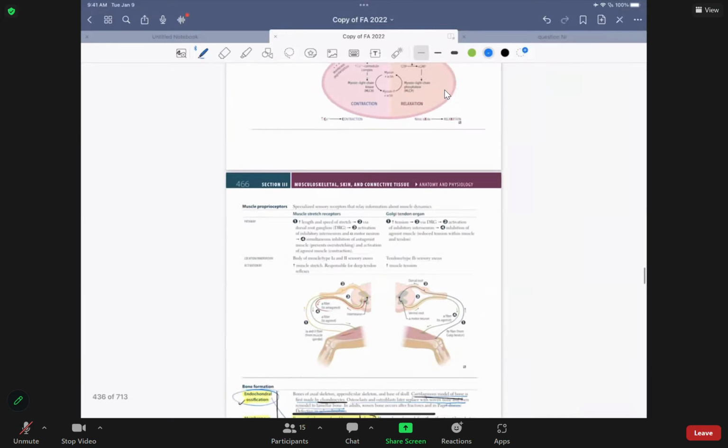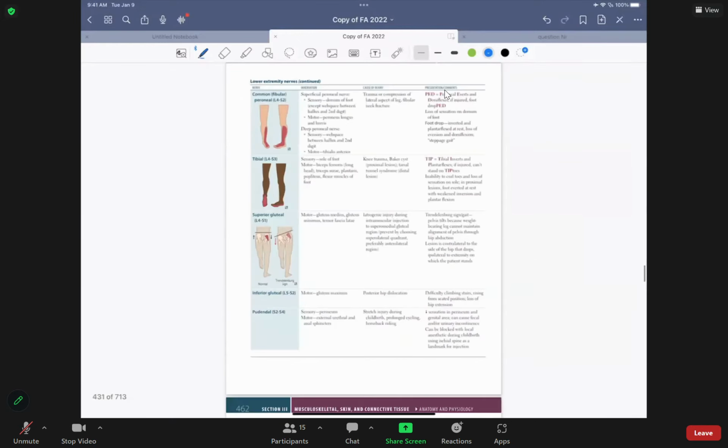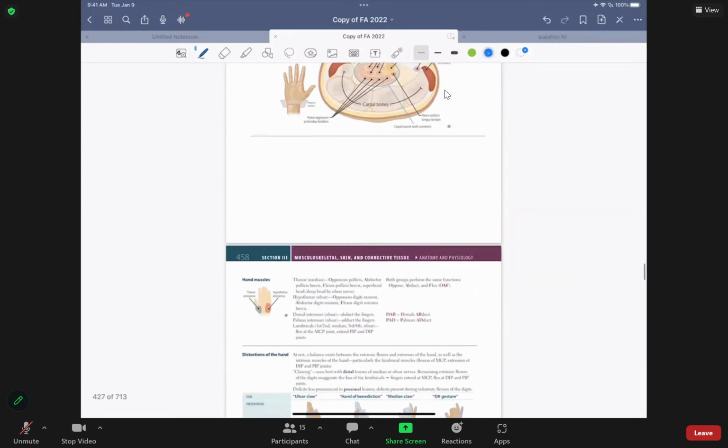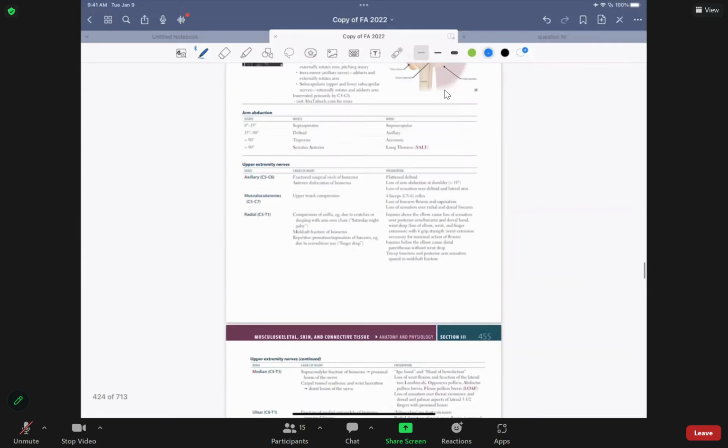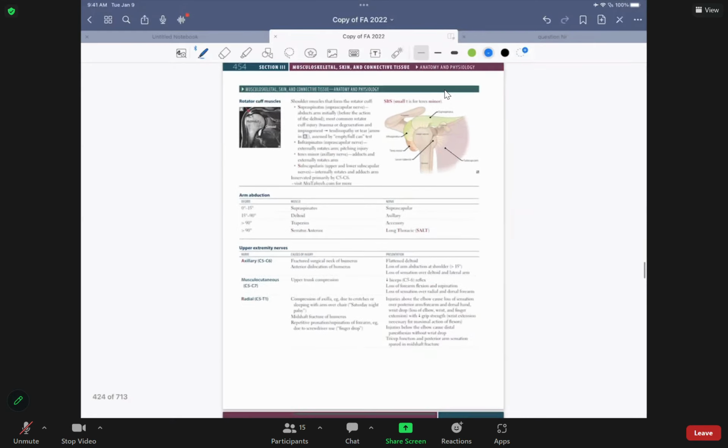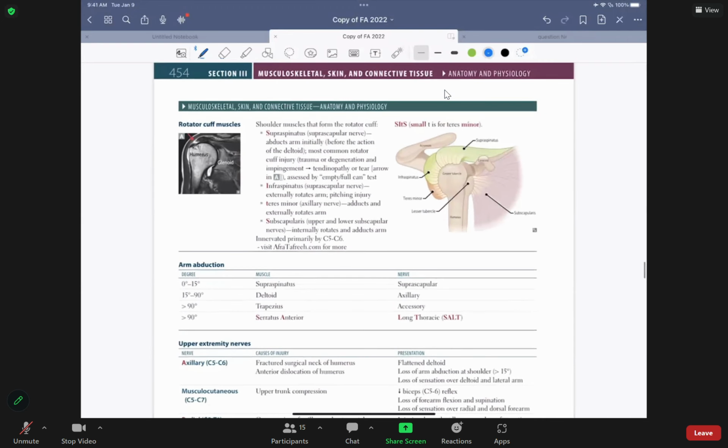Upper extremity. Let's go ahead, upper. Let's go here. First one.